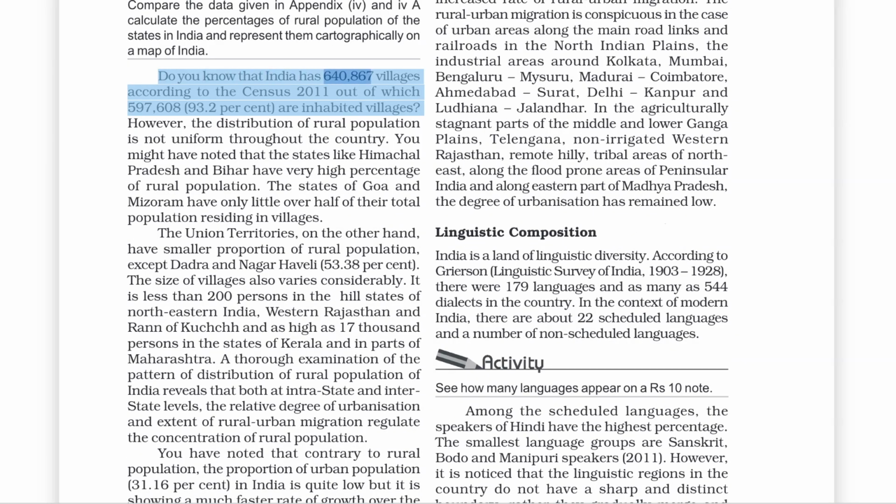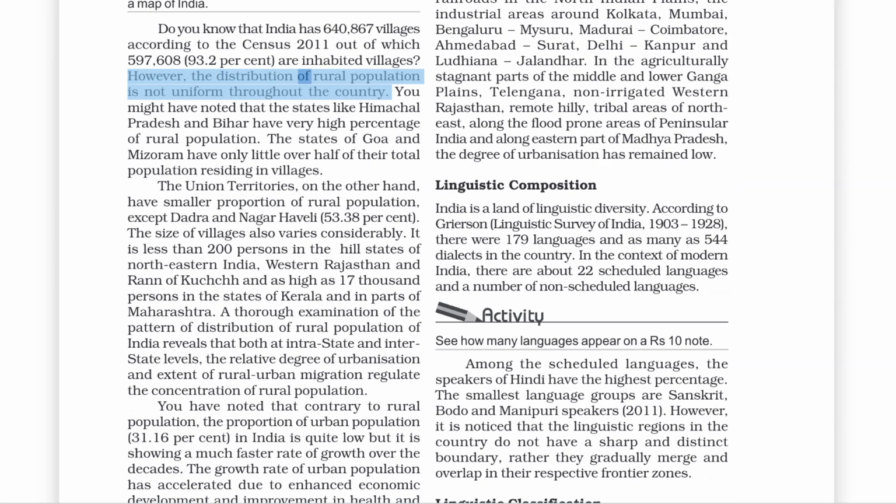Do you know that India has 640,867 villages according to the census 2011, out of which 597,608, 93.2%, are inhabited villages? However, the distribution of rural population is not uniform throughout the country.